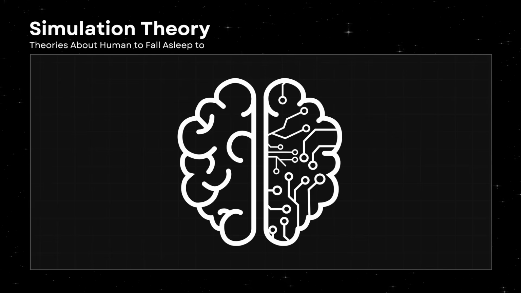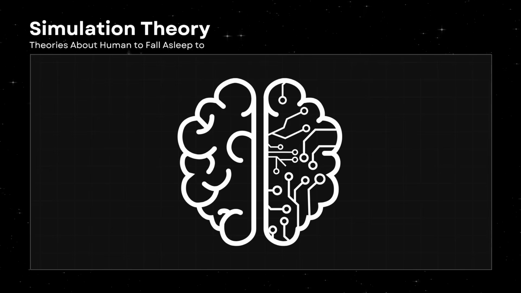He argued that at least one of three things must be true. Either advanced civilizations never reach the point where they can run realistic simulations of human life, or they reach that point but choose not to run such simulations, or we are almost certainly living in one already.